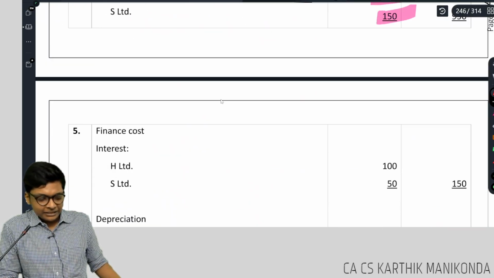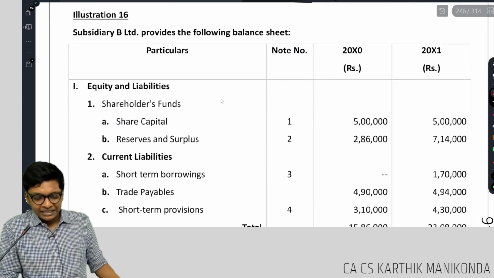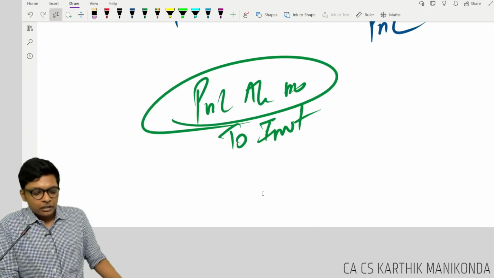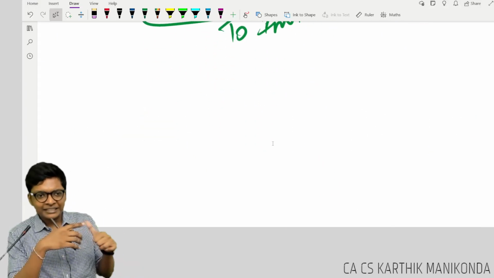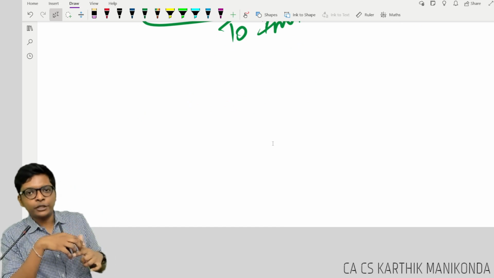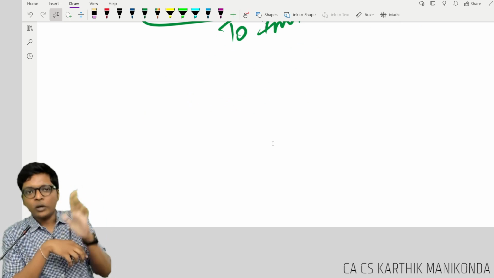We have the last illustration, number 16. We will do two more sums for the day. Illustration 16, MCQ and practical question. One more we will do.